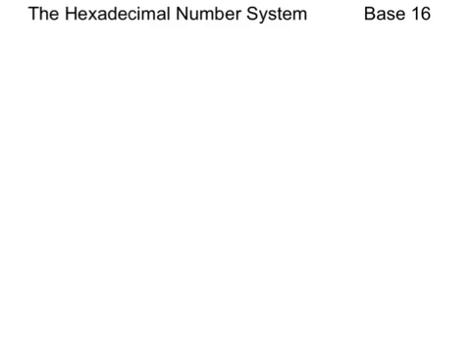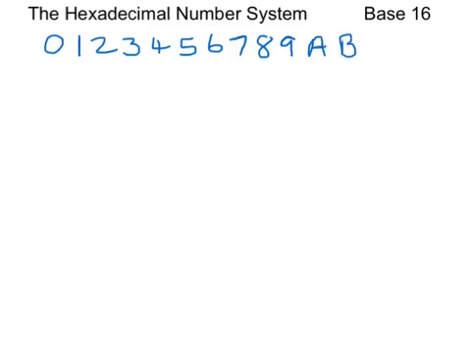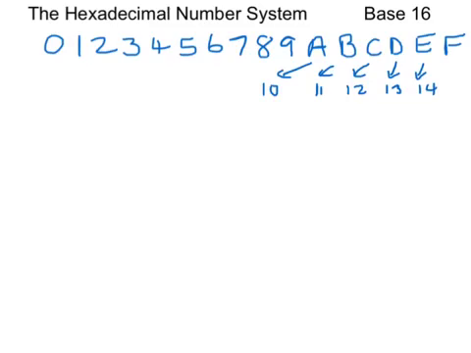Enjoy! The hexadecimal number system is base 16 and uses the 16 digits 0, 1, 2, 3, 4, 5, 6, 7, 8 and 9, which are your normal decimal digits, followed by A, B, C, D, E and F. In decimal, A represents a count of 10, B represents a count of 11, C represents a count of 12, D represents a count of 13, E represents a count of 14, and lastly F represents a count of 15.